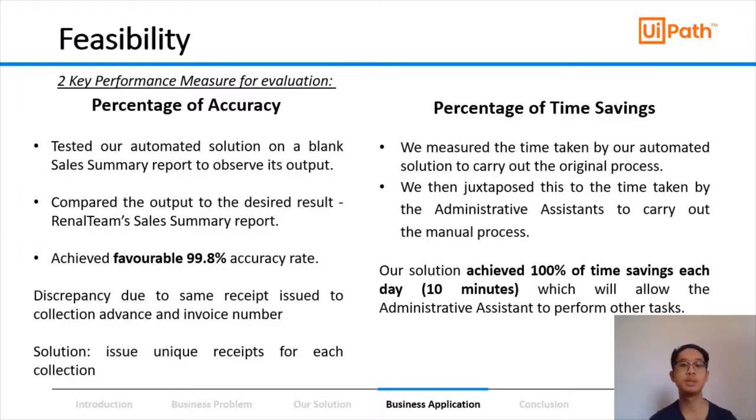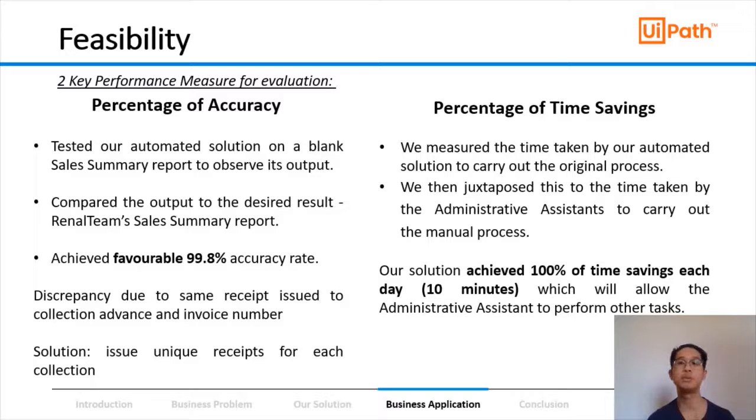Moving on to feasibility, we identified 2 key performance metrics to test the effectiveness of our solution. These 2 performance metrics were the percentage of accuracy and the percentage of time savings. We tested our automated solution on a blank sales summary report and compared this to Renal Team's sales summary report to observe the output.